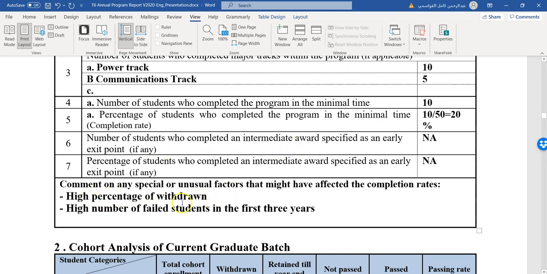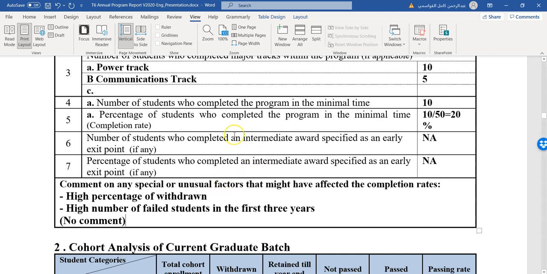If there are no special or unusual factors and it is normal, you can keep it empty or write no comments. If there are none, you can write no comment or no special or unusual factors. So, no comment.